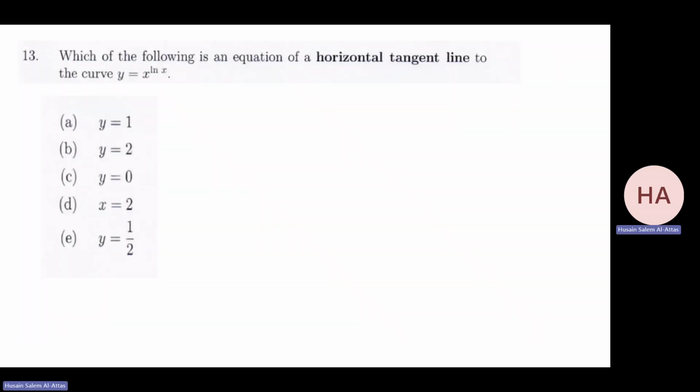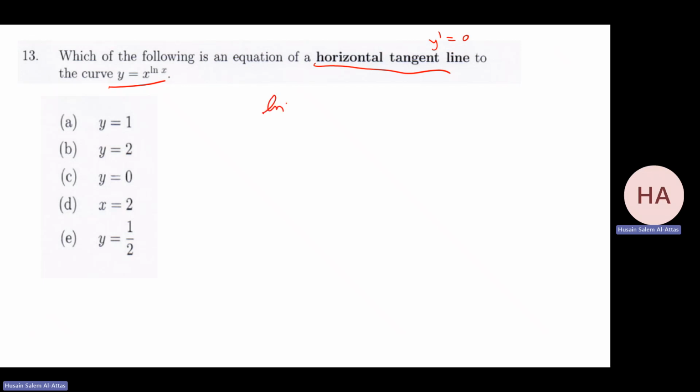What you're doing is finding an equation of the horizontal tangent line to this curve. The tangent line means I need to be sure y is an equation of horizontal tangent. Horizontal tangent line means y prime equals 0. Okay, let us find y prime.